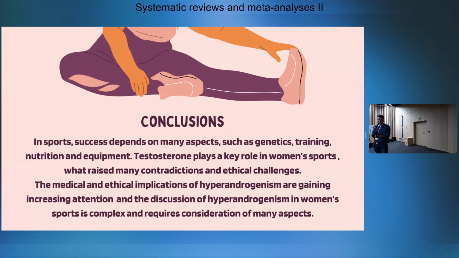Sports organizations such as World Athletics and the International Olympic Committee have introduced rules regarding acceptable testosterone concentration in women. These decisions were intended to ensure fair competition, but were met with criticism. The discussion of hyperandrogenism in women's sport is complex and requires consideration of many aspects such as medicine, ethics, and gender equality. Thank you for your attention.